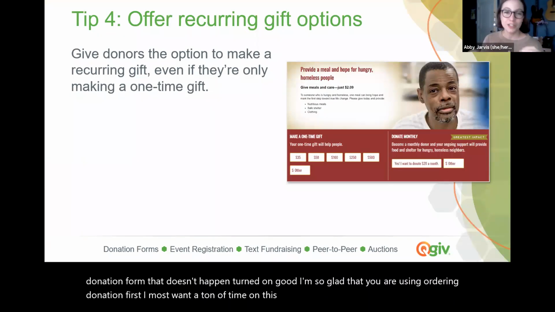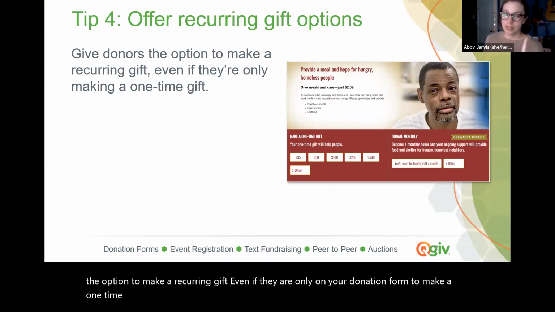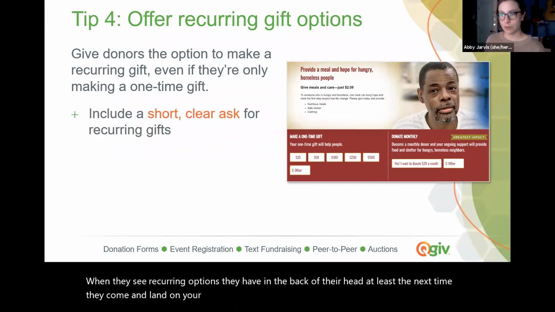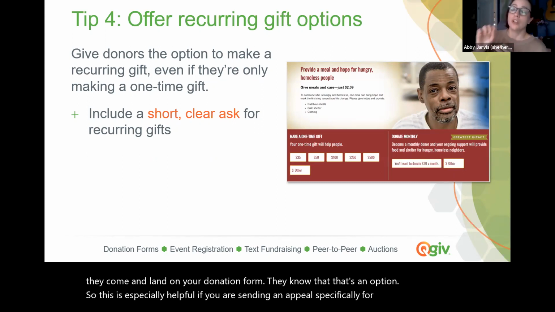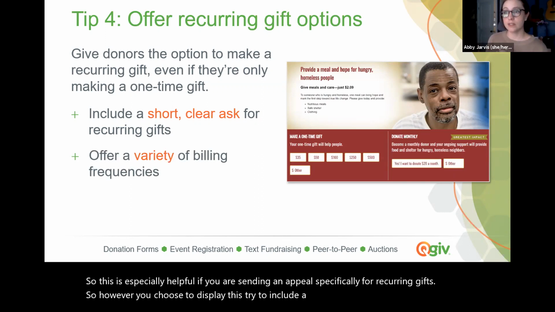Okay, so we want donors to at least have the option to make a recurring gift, even if they are only on your donation form to make a one-time gift this time. When they see recurring options, they have in the back of their head, at least the next time they land on your donation form, they know that that's an option. So this is especially helpful if you are sending an appeal specifically for recurring gifts. However you choose to display this, try to include a short, clear appeal for recurring gifts.